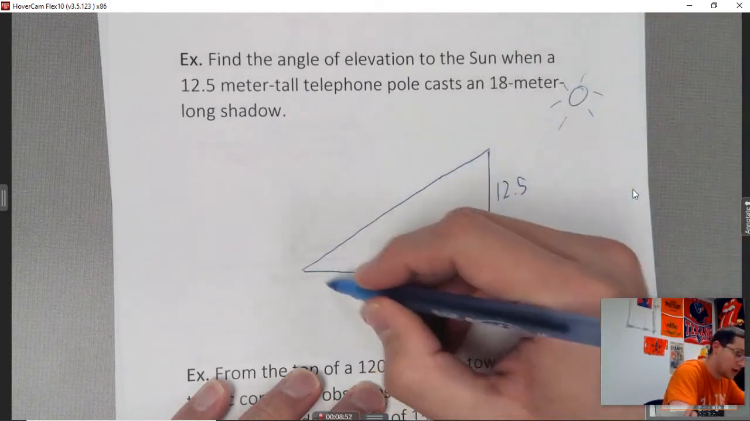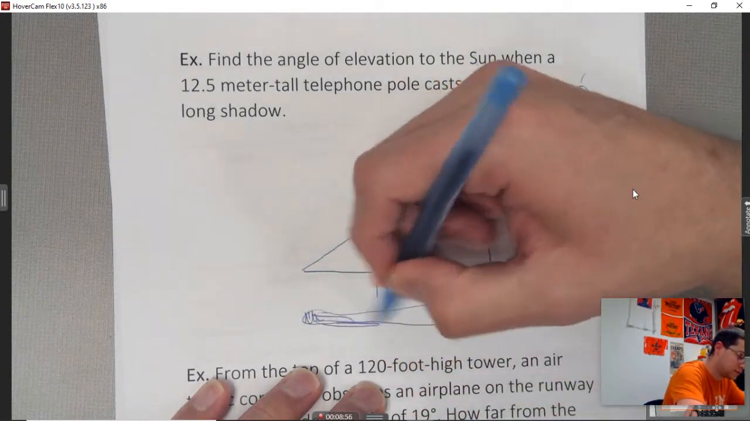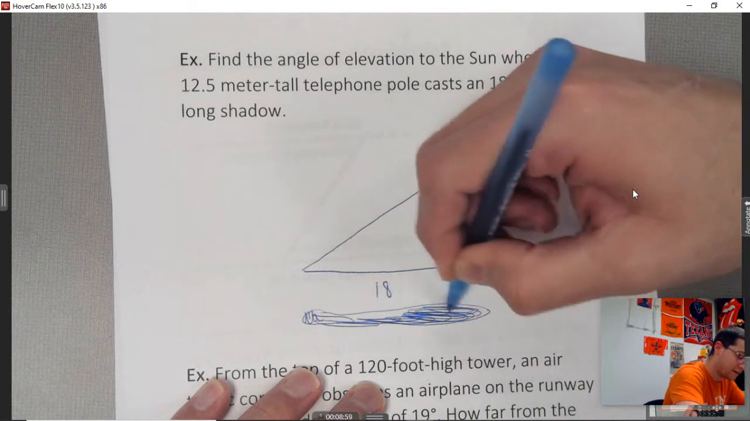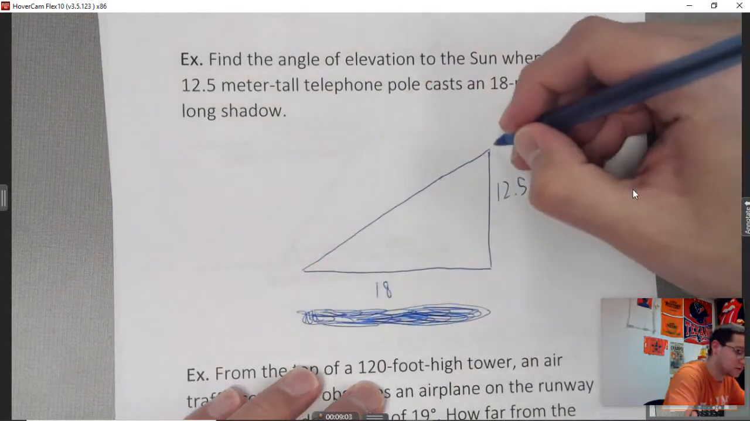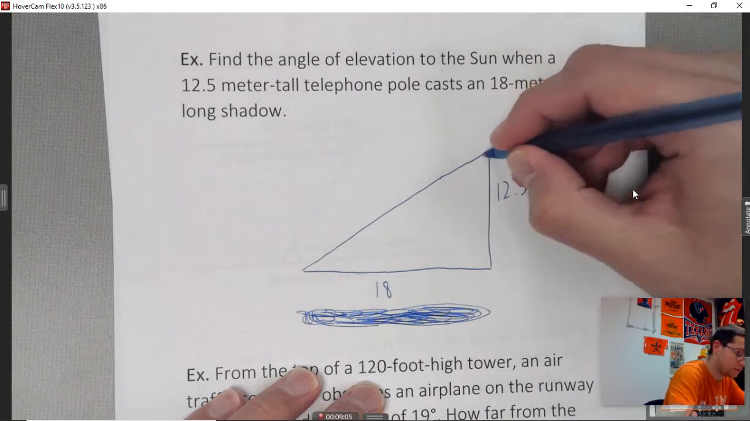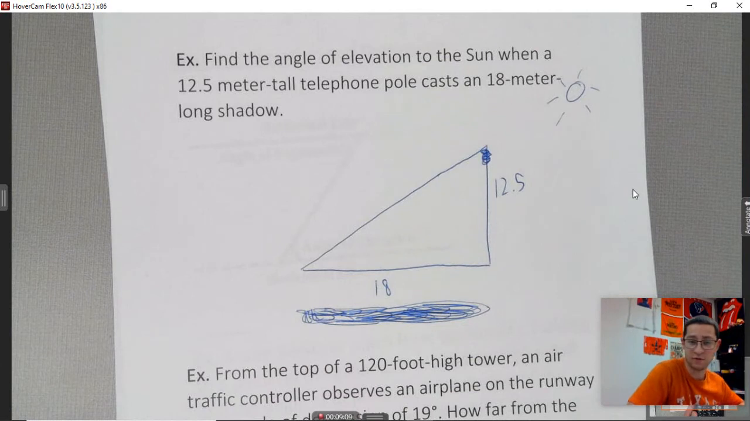It's the shadow. That's the best shadow I got right there, I guess. There's my shadow. Here's the telephone pole. I don't know what those things look like. Look like that. We'll go with that. There's the telephone pole. I'm a pure artist, so this is pure art in the flesh.